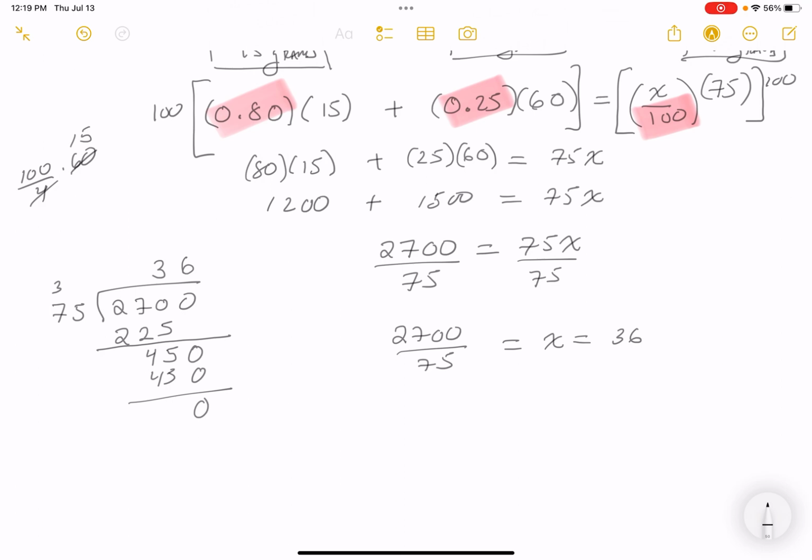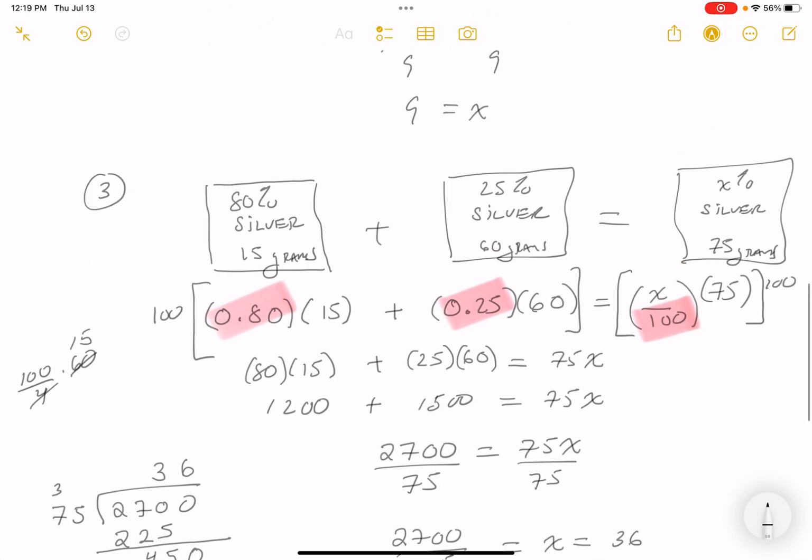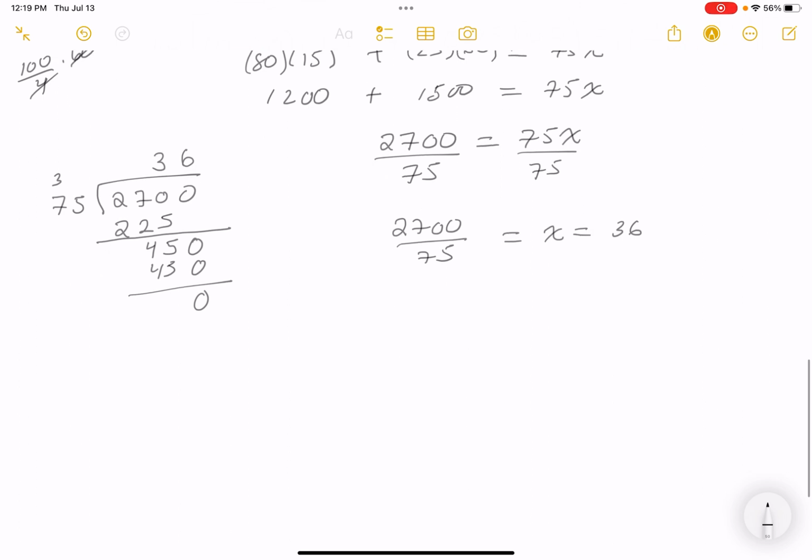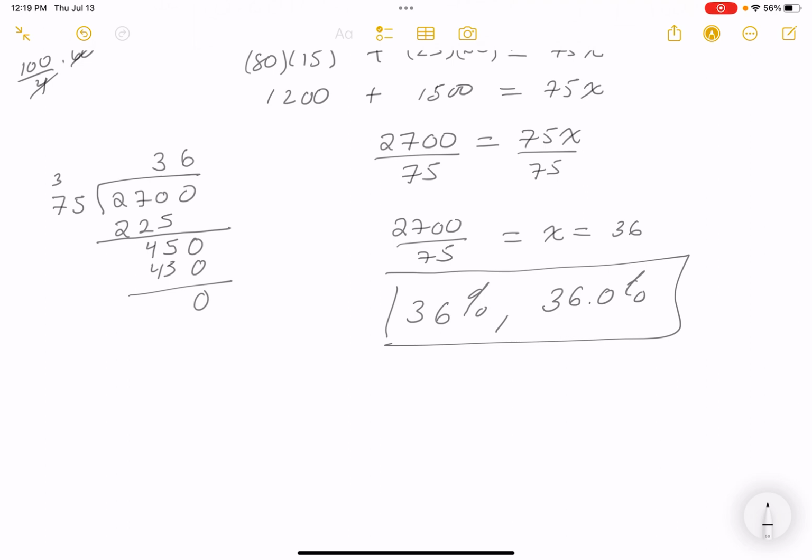Now, if you want to write it as a percent, it's 36. Again, going back up over here, this is what we're looking for, and they want it to the nearest tenth of a percent. By the way, it's fine to write down 36. You can also write down 36.0%. Either one's fine, by the way. I would say any one you chose is fine.